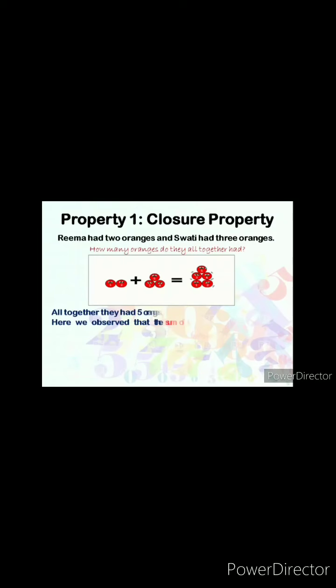Rima had 2 oranges and Swati had 3 oranges. How many oranges do they have altogether? Come on, find the answer. Oh, you are very smart. Yes, it is 5. Altogether they had 5 oranges. Here the number 2 and the number 3 are both integers, and their sum, that is 5, is also an integer.